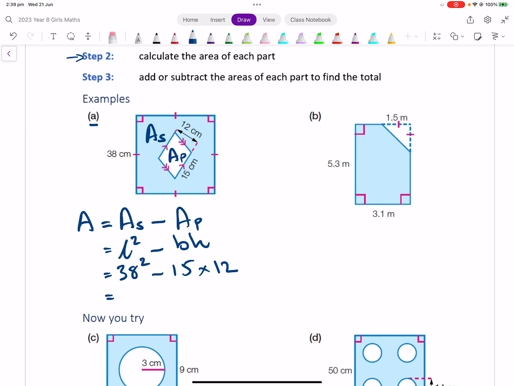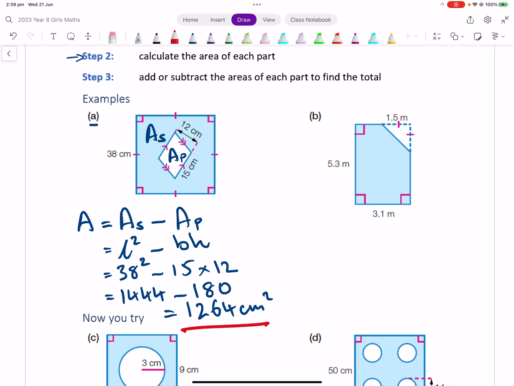Hey Siri, what's 38 squared? The answer is 1,444. Hey Siri, what's 15 times 12? It's 180. All right, and the answer is 1264 centimetres squared. And I'll take this opportunity now to point out that in the test for measurement, you will have your calculator with you.